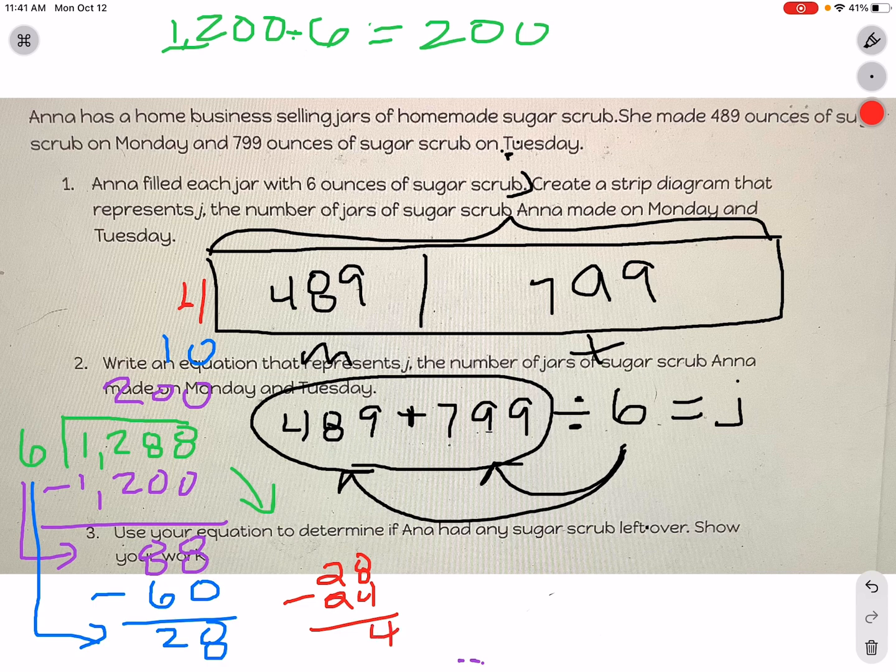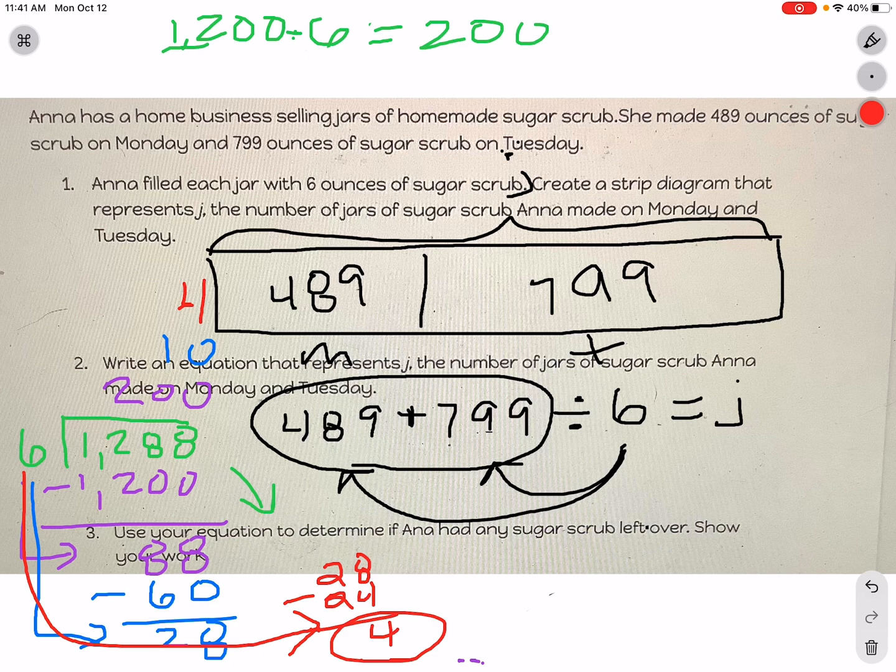We're left with 4. Can we do anything else with this problem? I want you to pause the video, turn to your partner, and discuss: can we do anything else with this division problem? If you said no, you're correct. 4 is less than 6. We cannot put 6 into 4. 6 does not go into 4, even one time. So we cannot do anything else here.